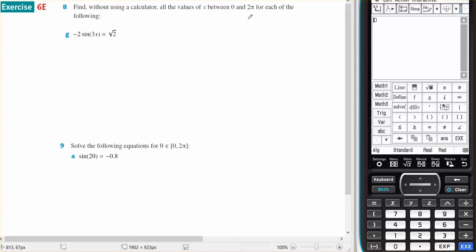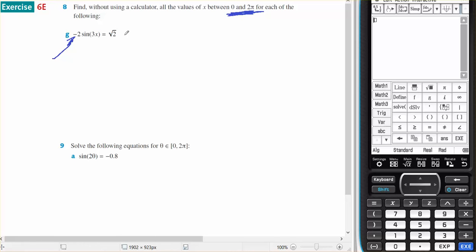This is for Year 12 Methods. It comes out of Chapter 6, 6E, Question 8 by hand and 9 by calculator. In Question 8, find the values of x between 0 and 2 pi, for which this is the case. Now, here I've got a couple of things happening.